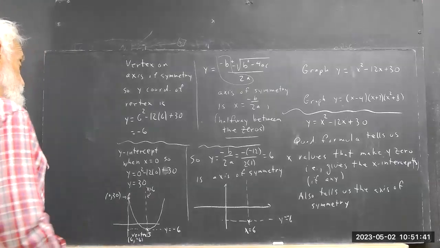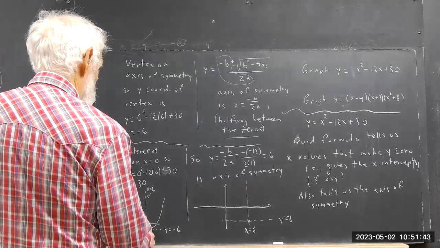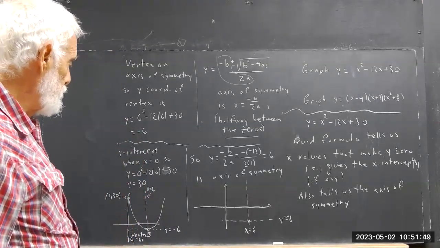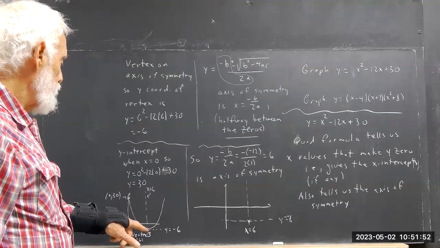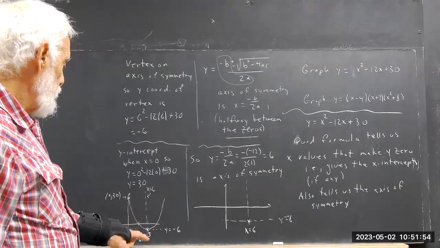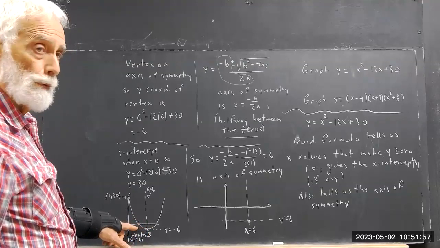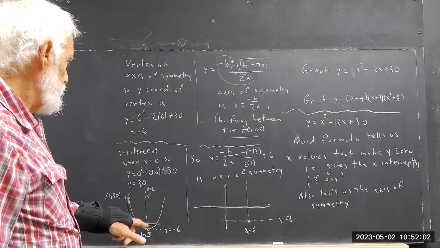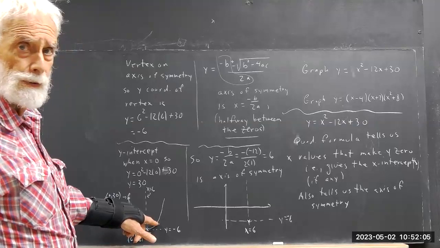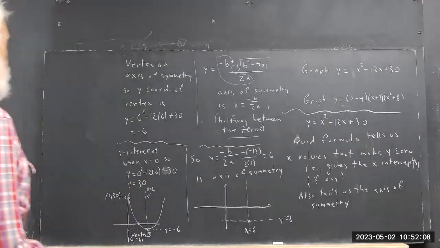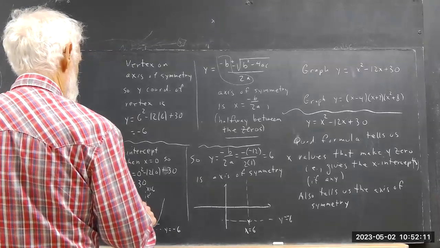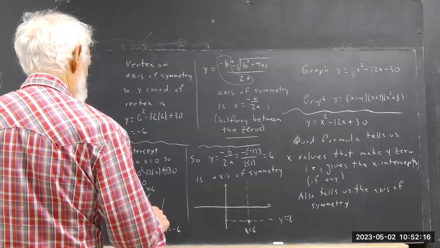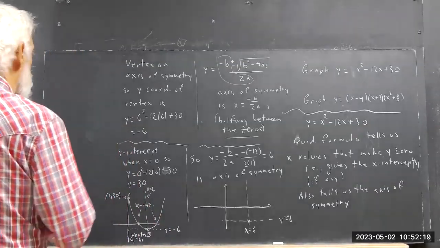Now it looks like our x-intercept maybe at (3, 0) or (4, 0), somewhere around there. You know, 2 or 3 units to the left of the axis of symmetry, 2 or 3 units to the right of the axis of symmetry. Well, we can figure out the x-intercept. Okay.